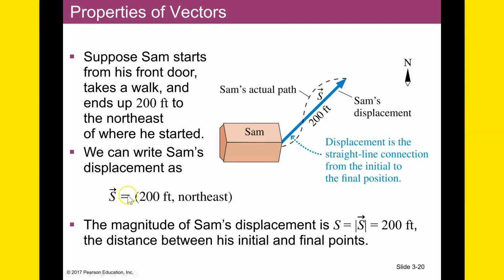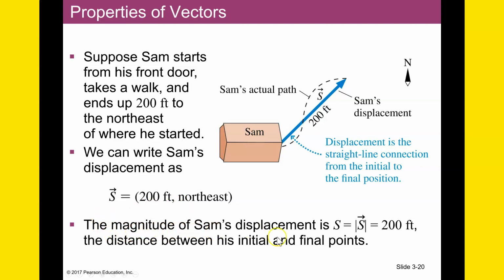An algebraic representation might be of the format like this. It's more than just a 200. You have to say it's 200 feet, but then a further description is to say northeast. That's not a very precise way to list the vector, but it's one way to list a vector. We'll talk about more precise ways.